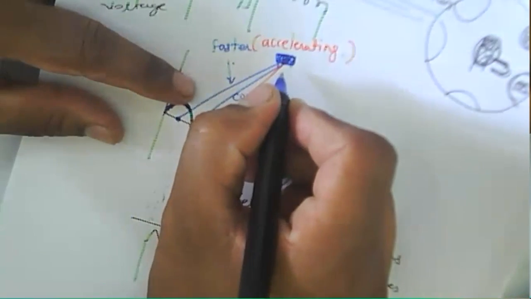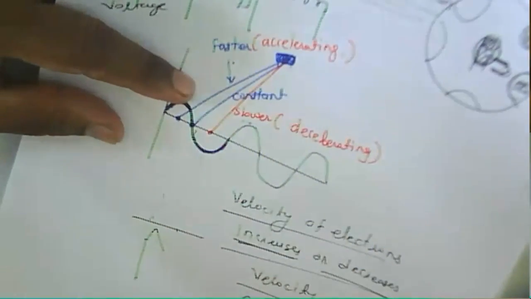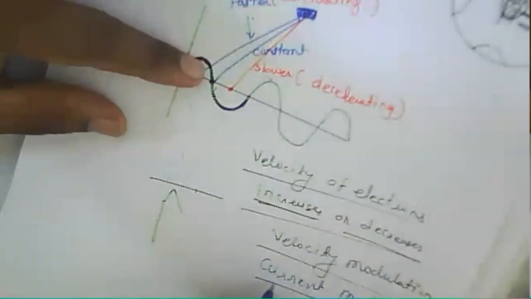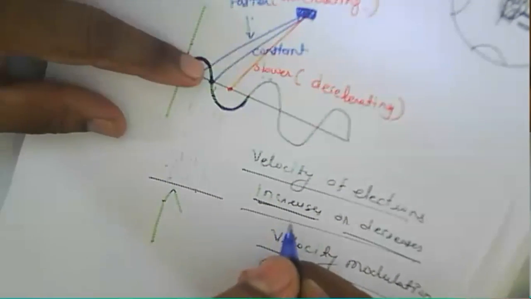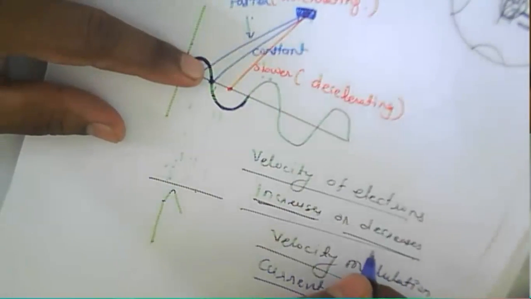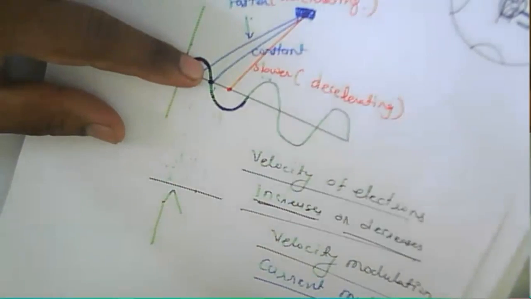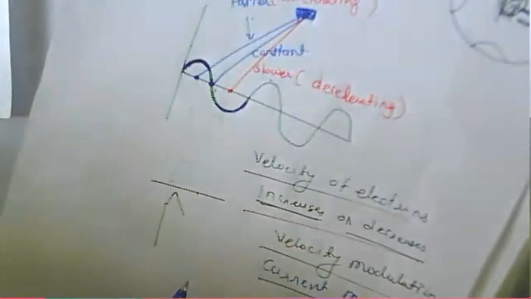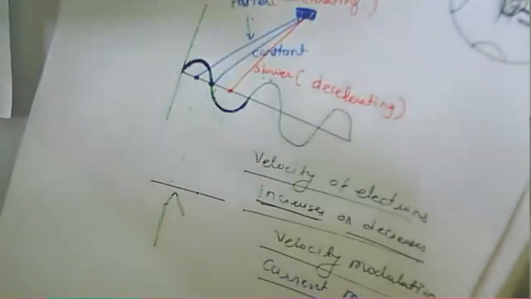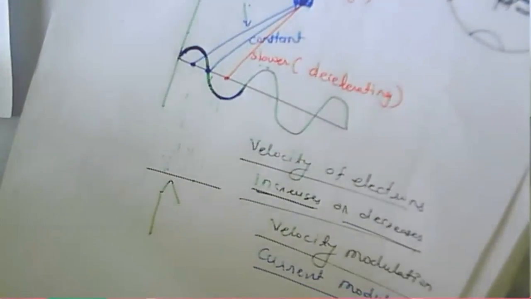That means they release the kinetic energy to the field. So because of that release of kinetic energy to the field, your field will be amplified. So that's why we can say that is about a current modulation. We have two types of modulation, a velocity modulation and a current modulation.